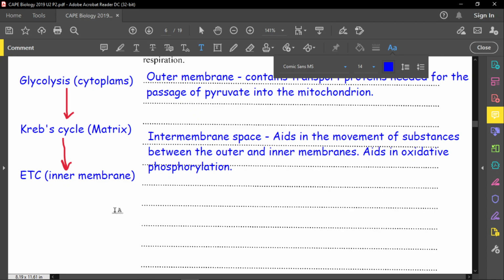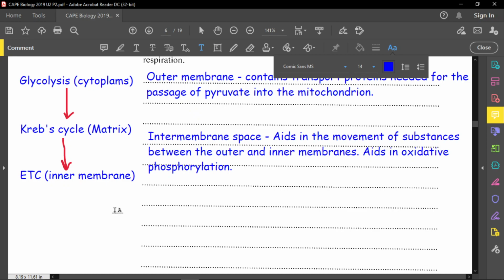So the outer membrane will collect the pyruvate and allow the pyruvate to go into the mitochondrion. And then the intermembrane space will allow the substance to pass from the outer membrane to the inner membrane, and then it will go into the matrix, and that's where the next part of respiration will take place.